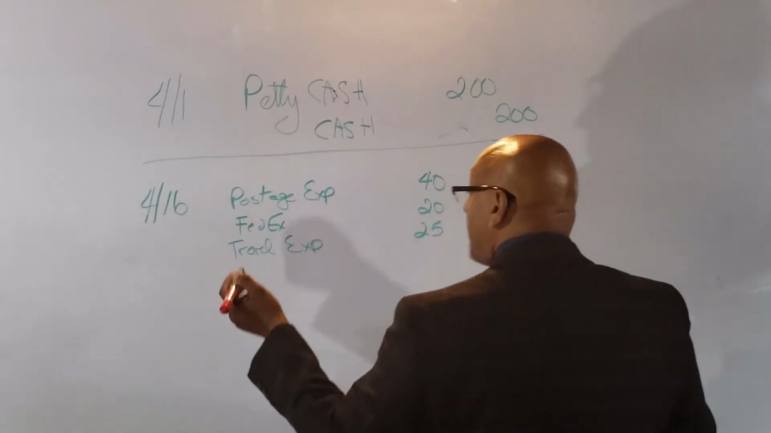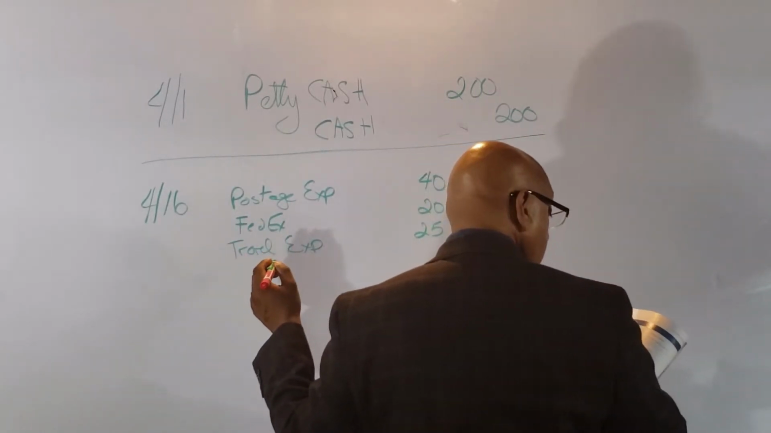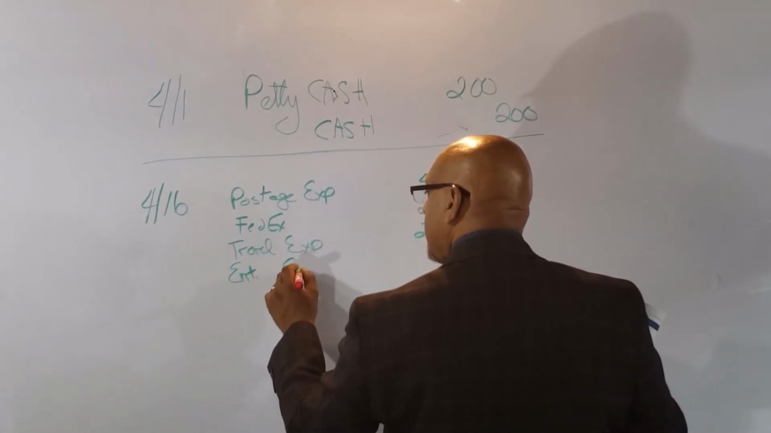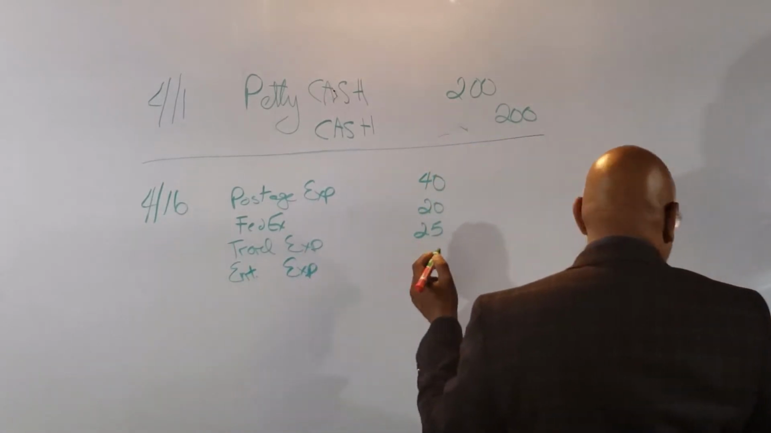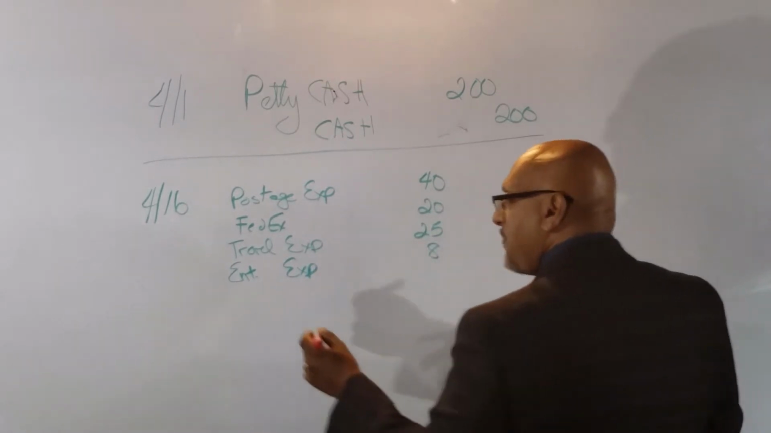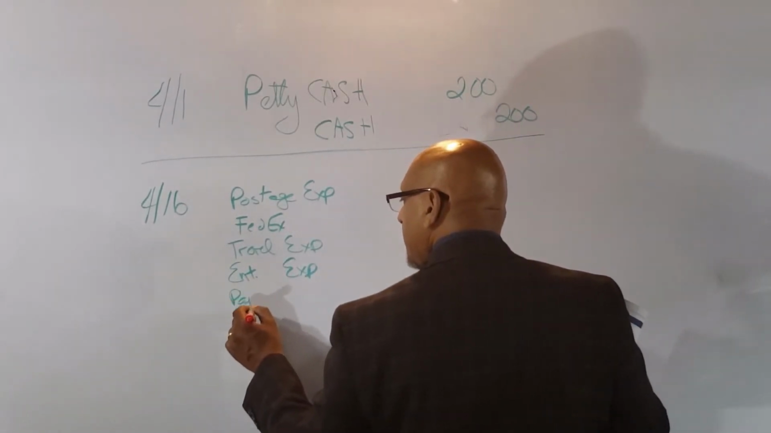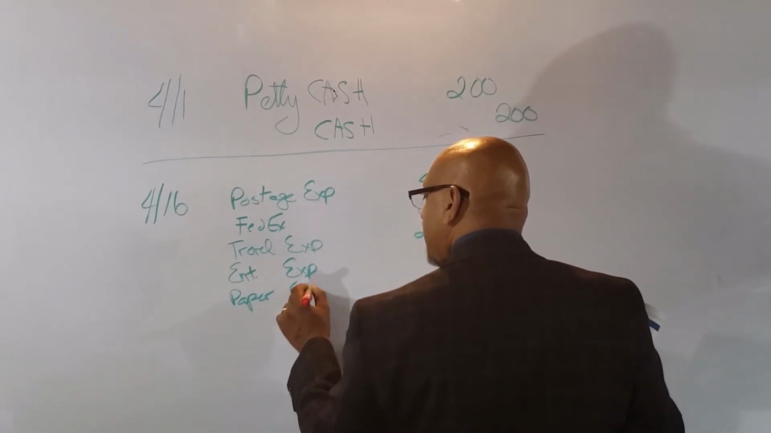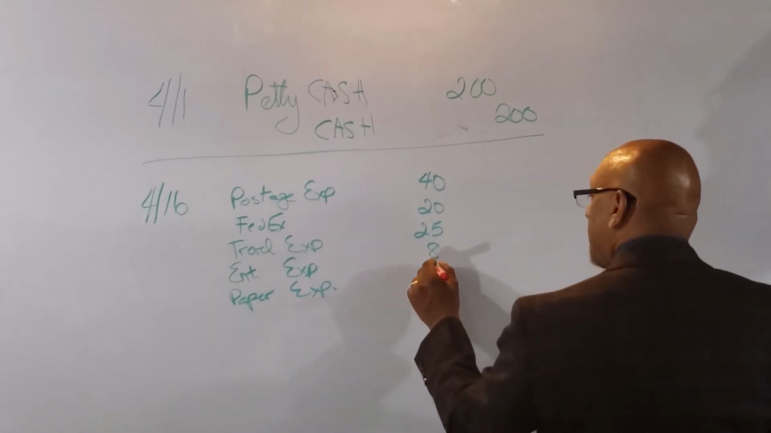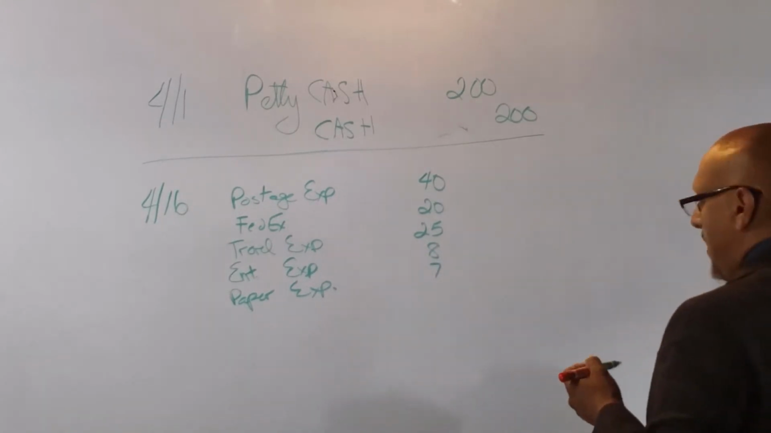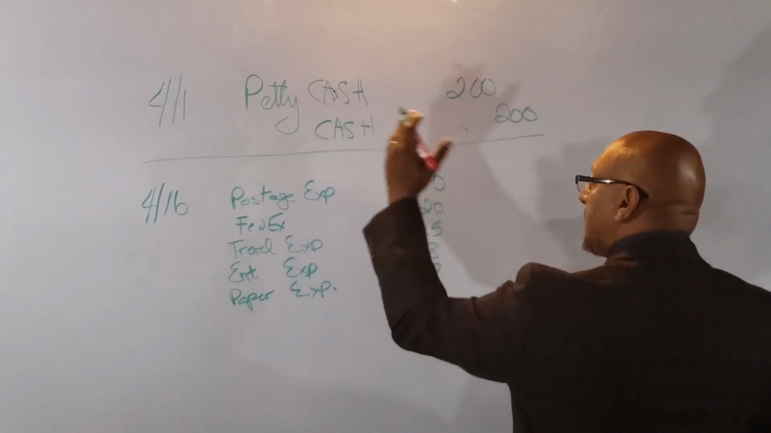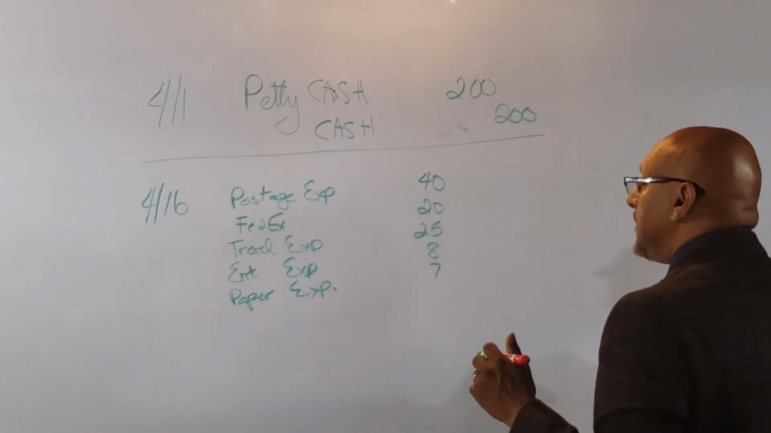Then we have entertainment, we'll call it an entertainment expense. The coffee and donuts for $8. We're entertaining the client. And then paper expense, or photocopy, it's paper for the photocopier, $7. And then we're going to credit cash because we have to take it out of cash to replenish the petty cash.